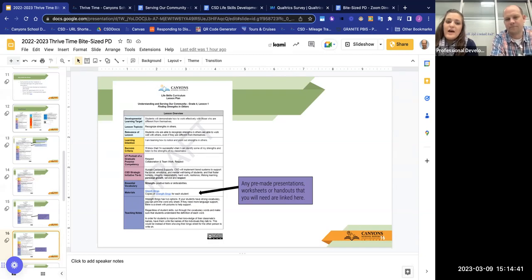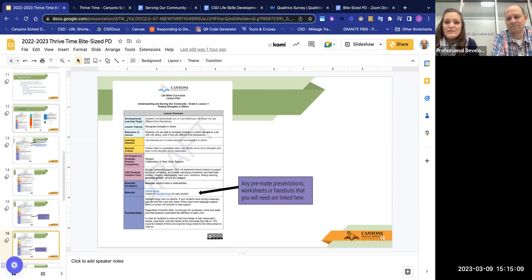But anything that is a pre-made handout, we've made for you. You don't have to take the time to make a worksheet. It's been made for you. You may have to print it, but that's where you get with your teacher teams and take turns making copies, or see if someone wants to draw the short straw that week.